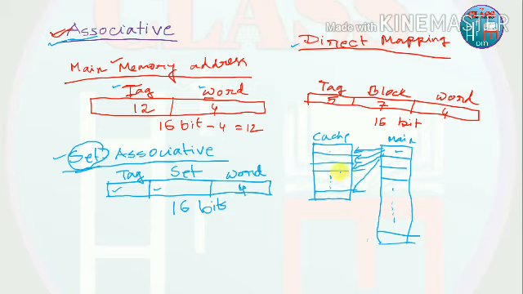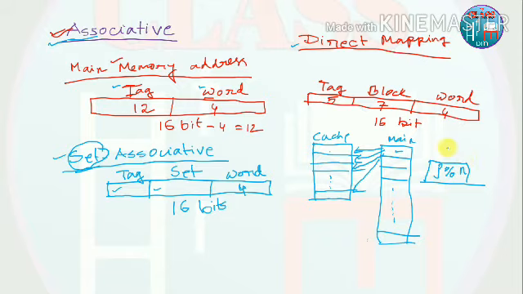But in the direct mapping, we know how we calculate it. We can calculate it by J modulus n. That means J is the number of the block, and n is the number of the blocks in the cache memory. So here what is n?